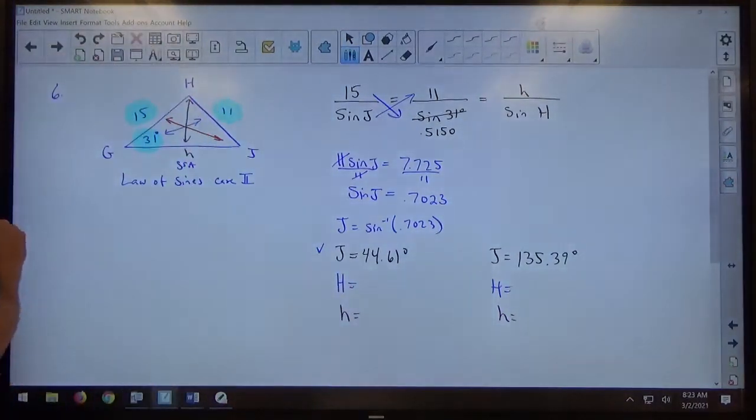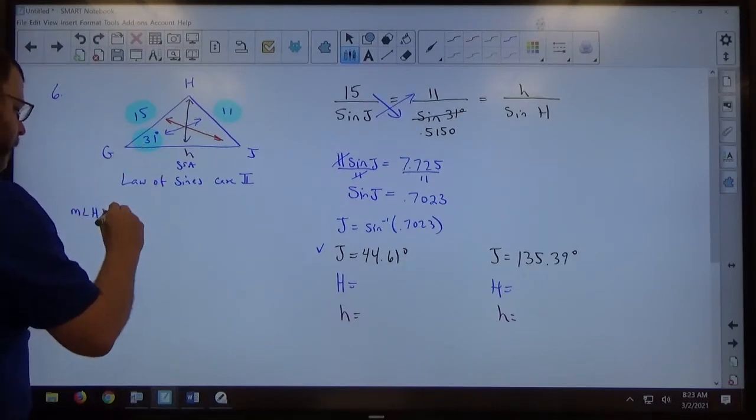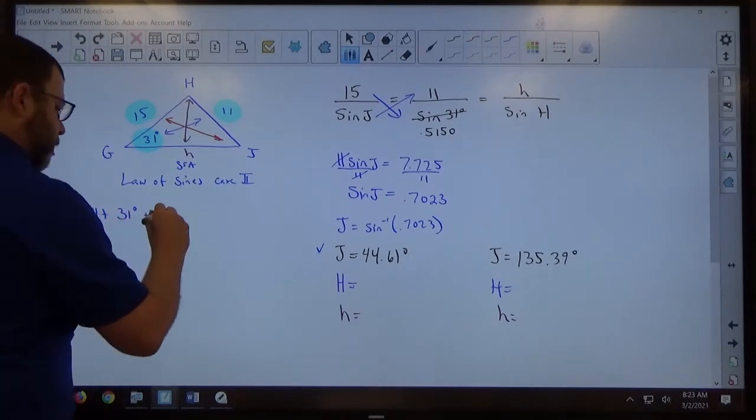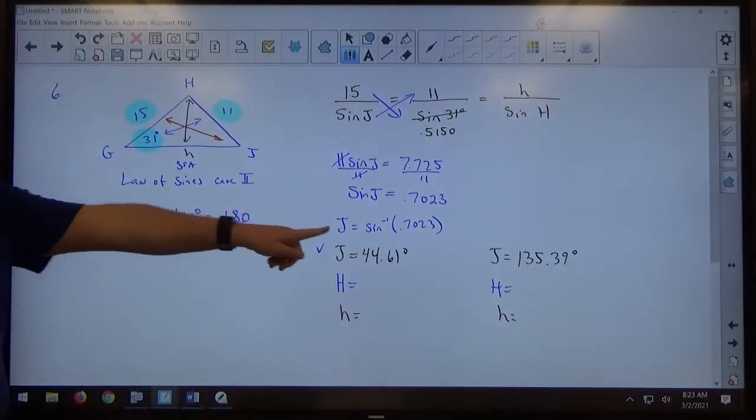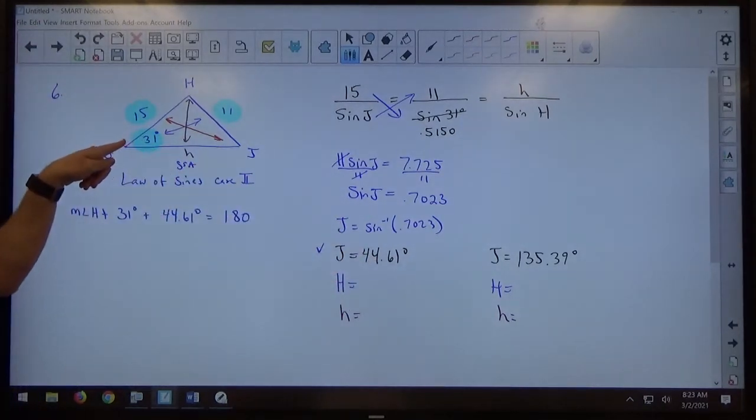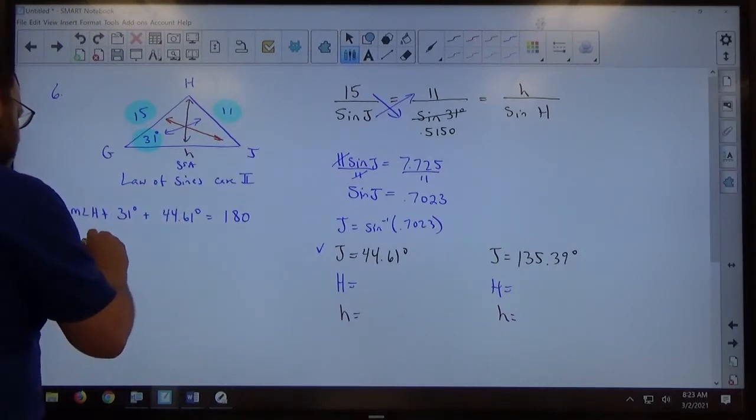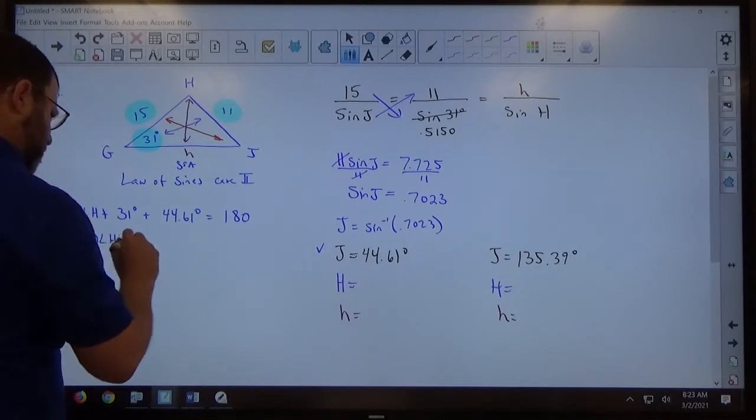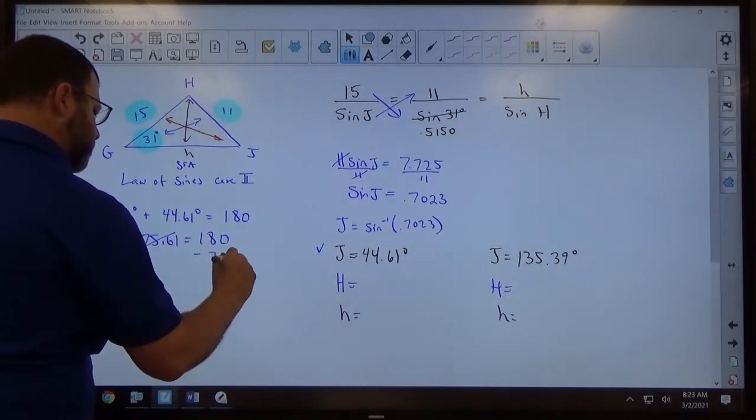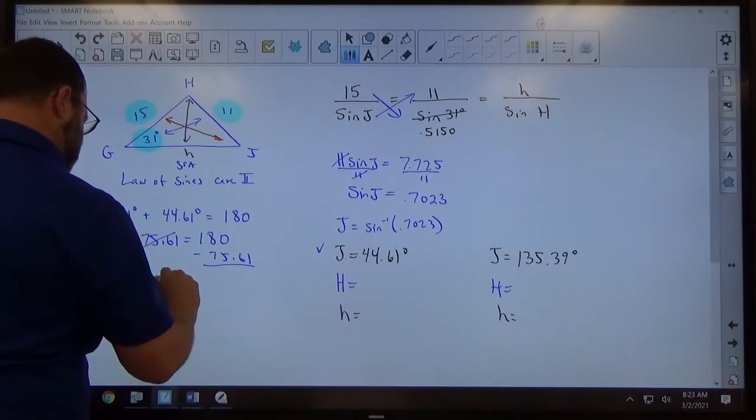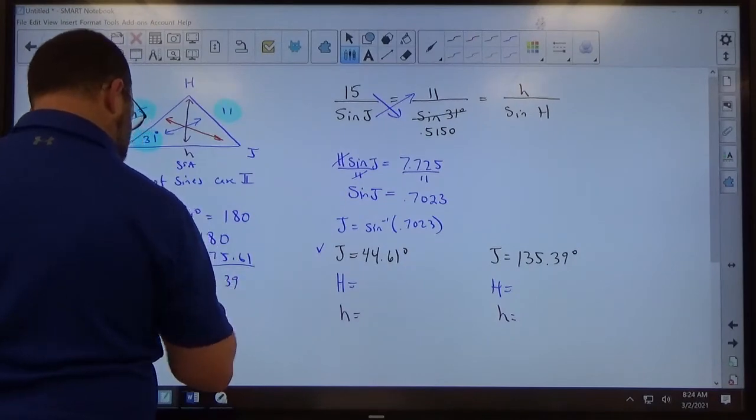All right, so I'm going to start with the 44.61, this one. I'm trying to find h. So I know that the measure of angle h plus 31 degrees plus 44.61 degrees is supposed to equal 180 degrees. And if J is this acute angle, G is this acute angle, right? So those 2 angles added together plus H should equal 180. So the measure of angle H plus 75.61 equals 180. So we subtract, and that's going to be 114.39 degrees.